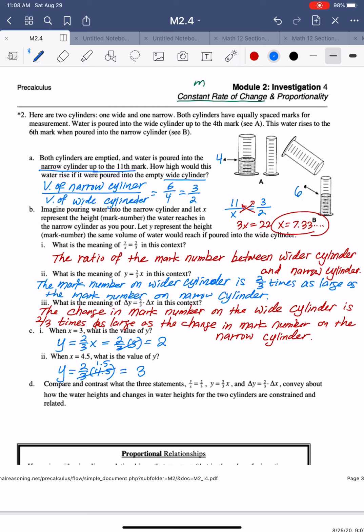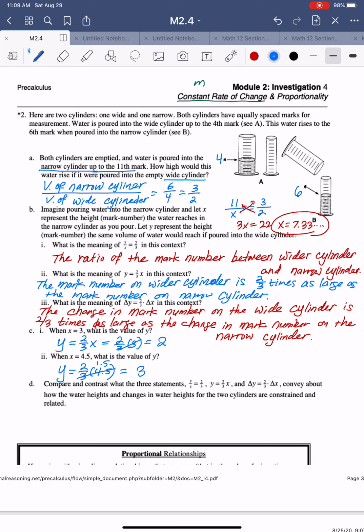And then D: compare and contrast what the three statements, y over x equals 2/3, y equals 2/3 x, and delta y equals 2/3 times delta x, convey about how the water height and change in water height for the two cylinders are constrained and related.